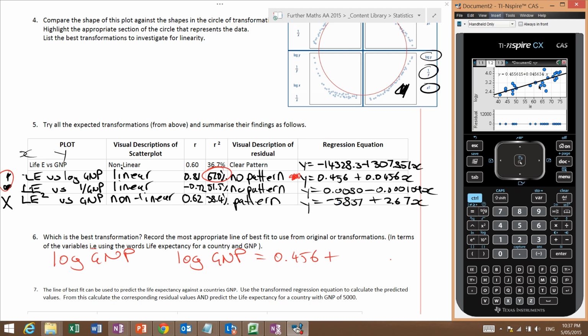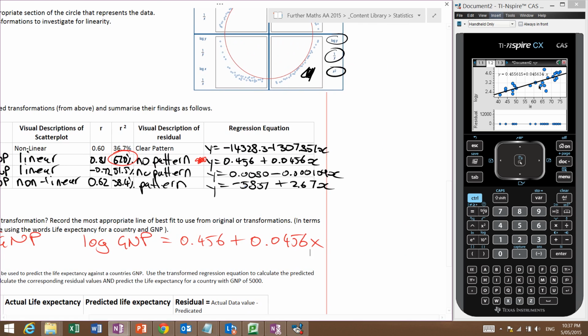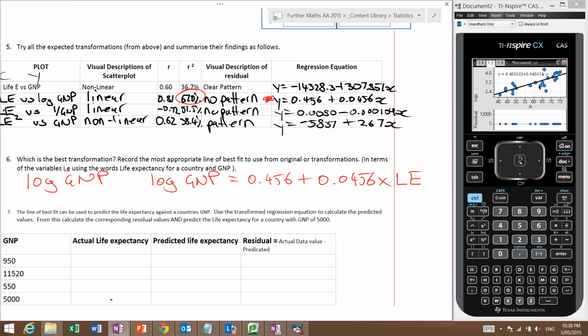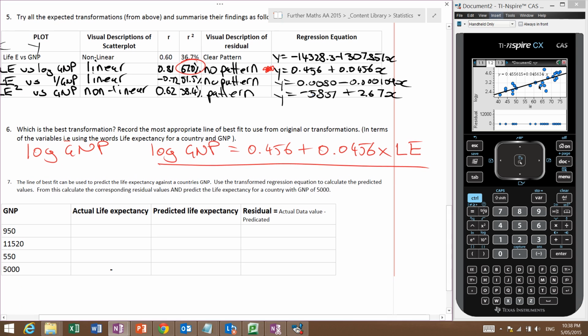No, that's correct. That's a good idea to double check sometimes. 0.0456 times, in this case, it's life expectancy times LE. So that's the equation, how you need to write it. Okay? So the line of best fit can be used to predict the life expectancy against a country's GNP.